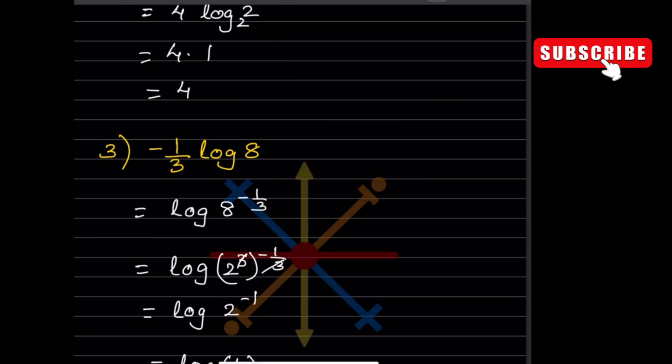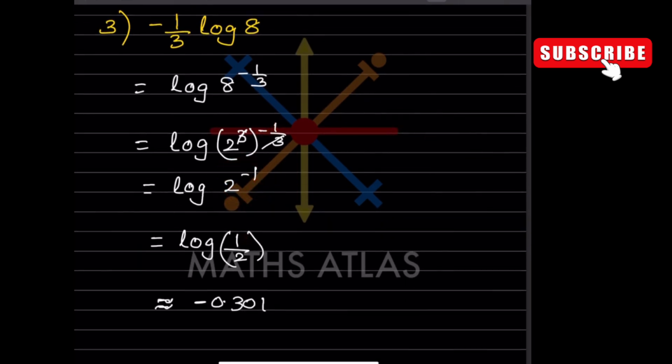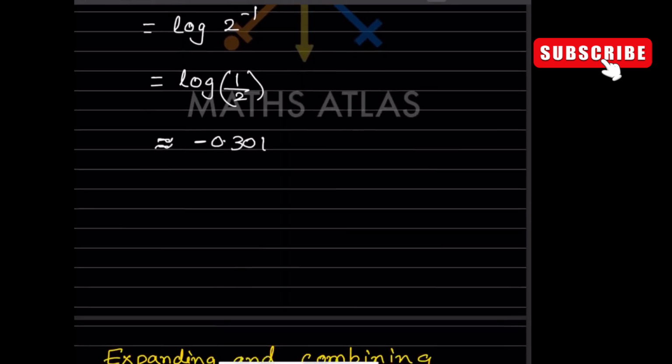So here again, what we can do, 8 we can write as 2 into 2 into 2, that will be 2 cube. For this one the exponent is the same. Now this 3 and 3 we can cancel out. So 2 raised to 1 minus 1. Whenever there is an inverse here, we can make it 1 by 2. So this is 1 by 2. And when we take, you can check this with your calculator, you get the answer, that is approximately minus 0.301.